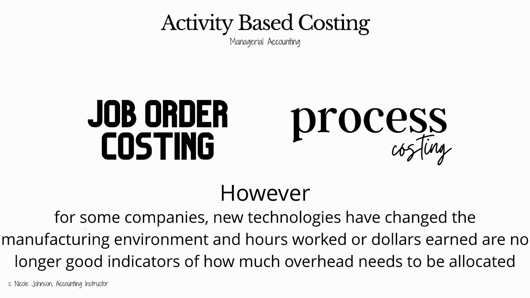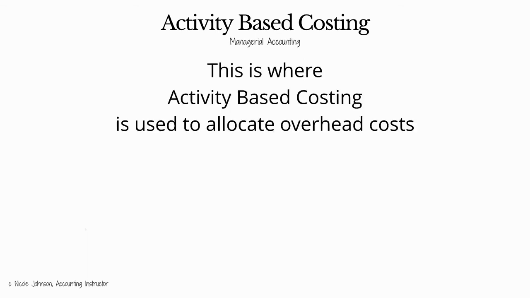However, for some companies, new technologies have changed the manufacturing environment, and hours worked or dollars earned are no longer good indicators of how much overhead needs to be allocated. This is where activity-based costing is used to allocate overhead costs.